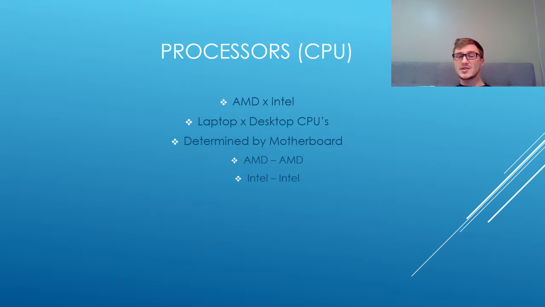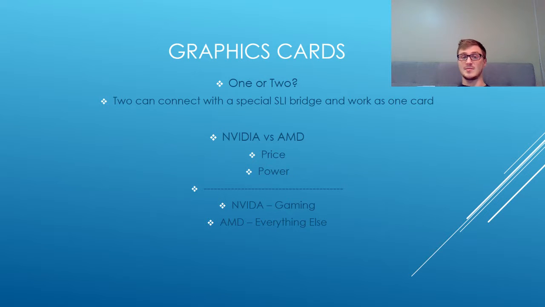There are two major types, AMD and Intel. AMD is a little bit cheaper, whereas Intel is a little more expensive. They both make laptop and desktop processors, or CPUs. Again, the type of processor you get is going to be determined by your motherboard. So if you get an AMD, you'll get an AMD processor. If you get an Intel, you'll get an Intel.